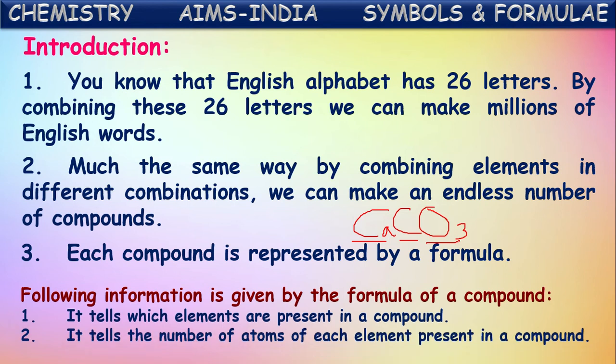It also tells us the number of atoms of each element present in a molecule of the compound. Not only what kinds of elements are present, but how many atoms of each element are combined is also represented here. In calcium carbonate itself, one atom of calcium, one atom of carbon, and three atoms of oxygen are combined together to form one molecule of calcium carbonate. So this is the information given by the formula of a compound.